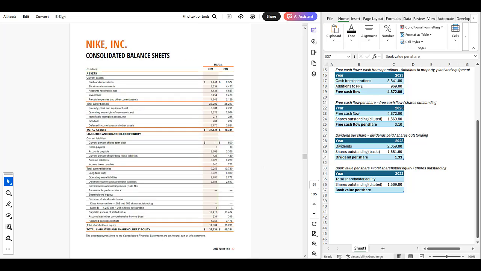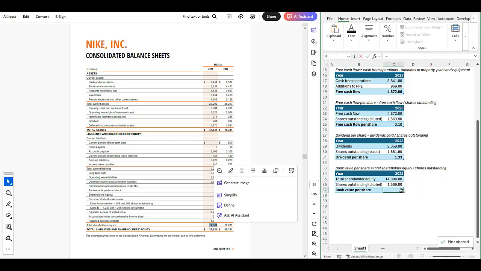On 31st of May 2023, it was 14,004. Diluted shares outstanding was 1,569.8. 14,004 divided by 1,569.8 equals 8.92. As of 31 of May 2023, Nike's book value per share was $8.92. If you owned one share of Nike, you would be entitled to $8.92 in book value or shareholder equity.